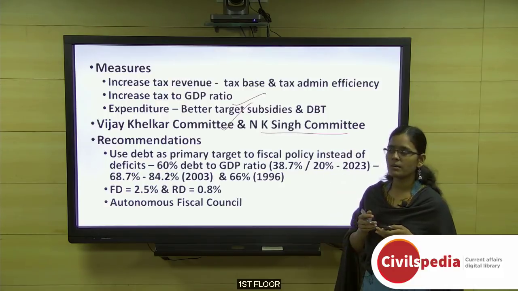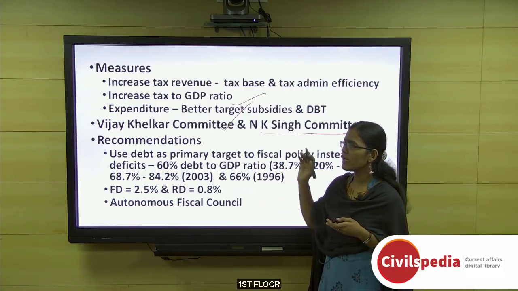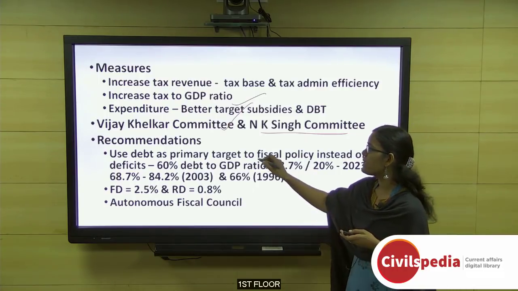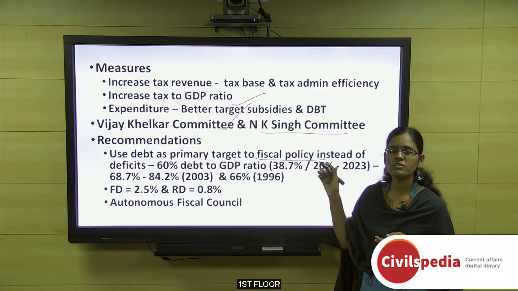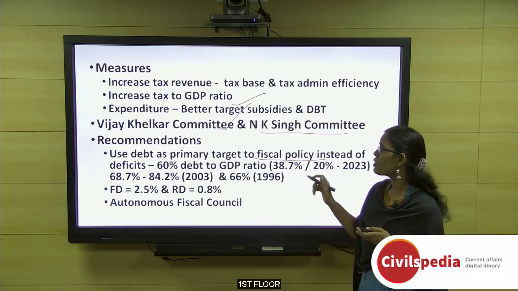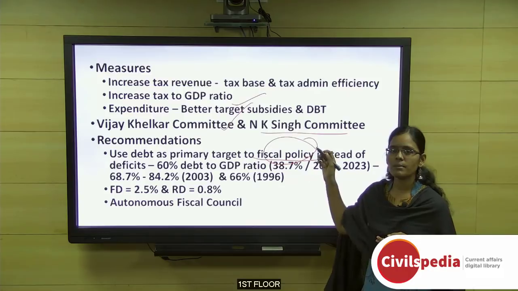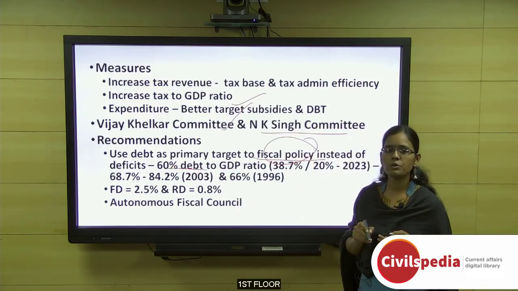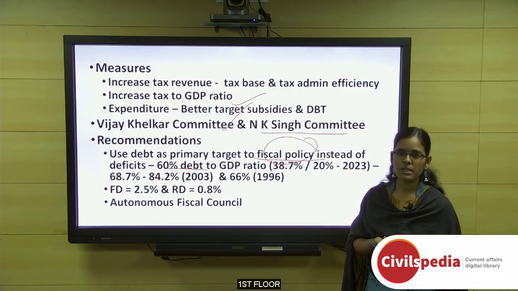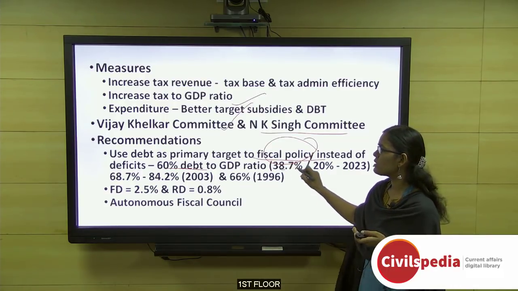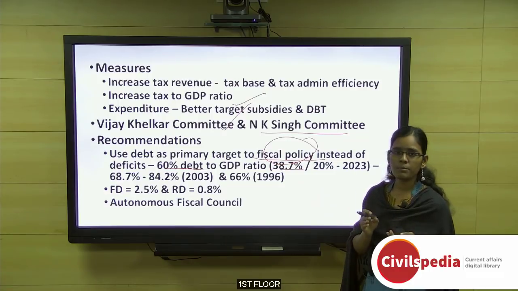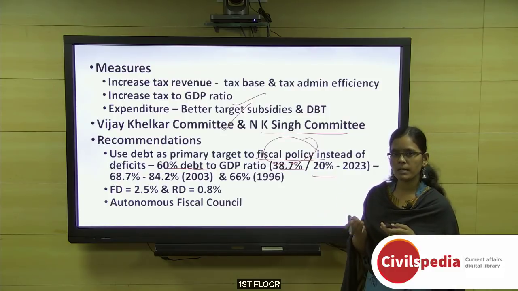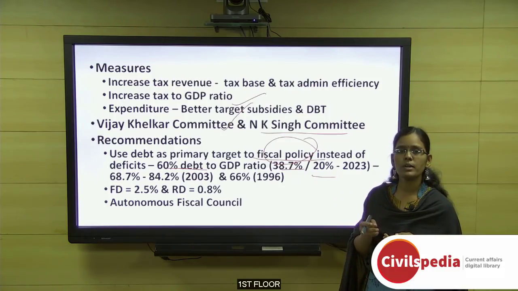As per the N.K. Singh committee, these are the major recommendations. The first is to use debt as the primary target of fiscal policy. Instead of just focusing on the deficit, we have to focus on debt. So this committee has recommended a general debt to GDP ratio of 60% for the overall country. With respect to the central government, it has to be 38.7% debt to GDP ratio. And with respect to state governments, the debt to GSDP ratio will be 20% by 2023.